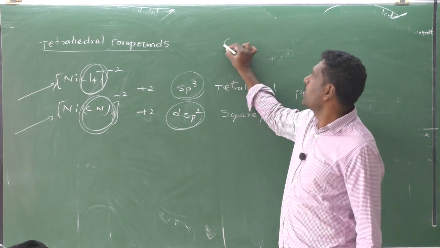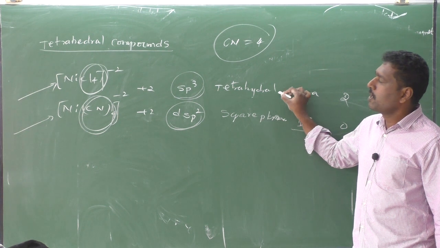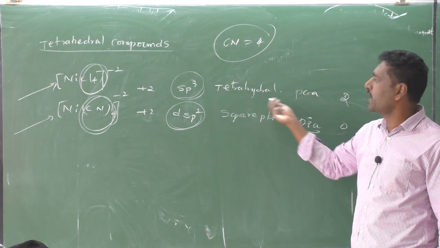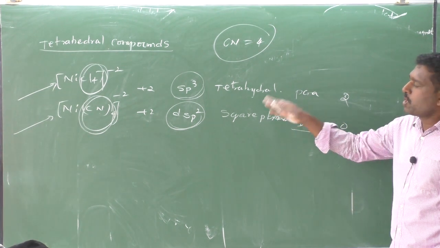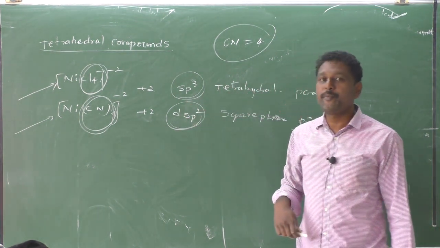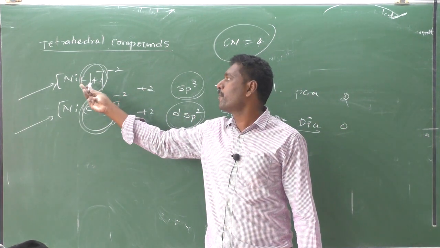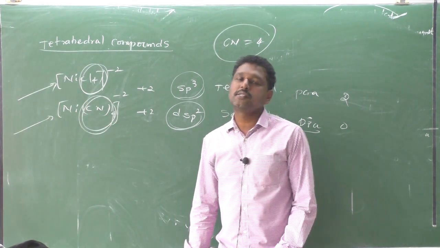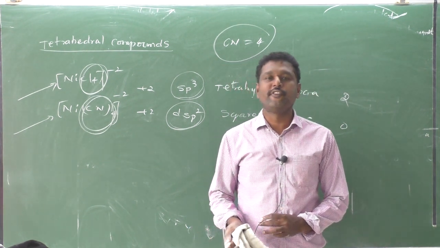In both cases the coordination number is 4, so the shape may be tetrahedral or square planar. These examples show that with coordination number 4, sp3 hybridization is possible and dsp2 hybridization is also possible, based on the type of ligands, weak field ligand or strong field ligand. This is about VBT, geometry and magnetic properties.